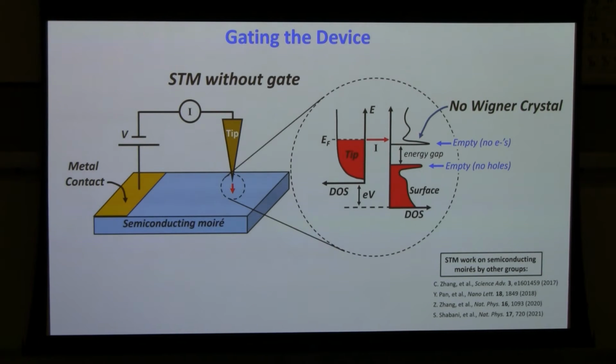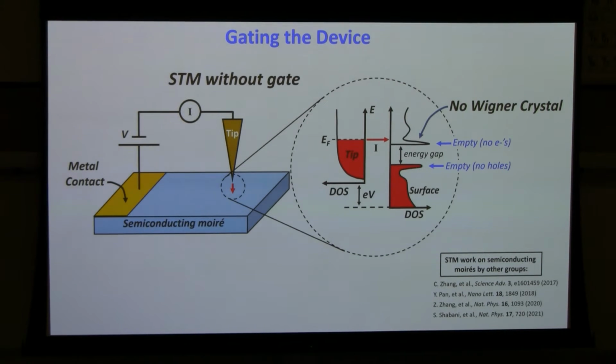This is the density of states of the semiconductor surface. This is the valence band filled with electrons. The conduction band is empty. And then you can measure the electronic structure of your surface by tunneling electrons from here to there. That's a conventional STM tunneling experiment. And lots of people have done that on moire heterobilayers. Here I list a bunch of groups. That's not my group. These are other groups that have done this experiment on moire heterobilayers.